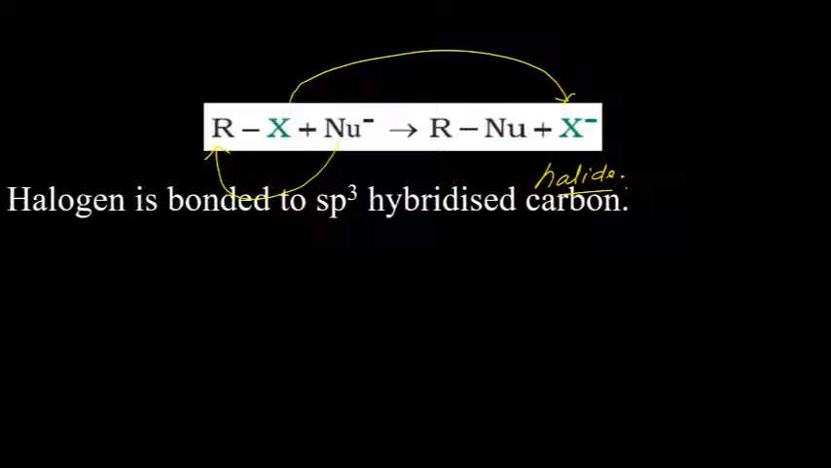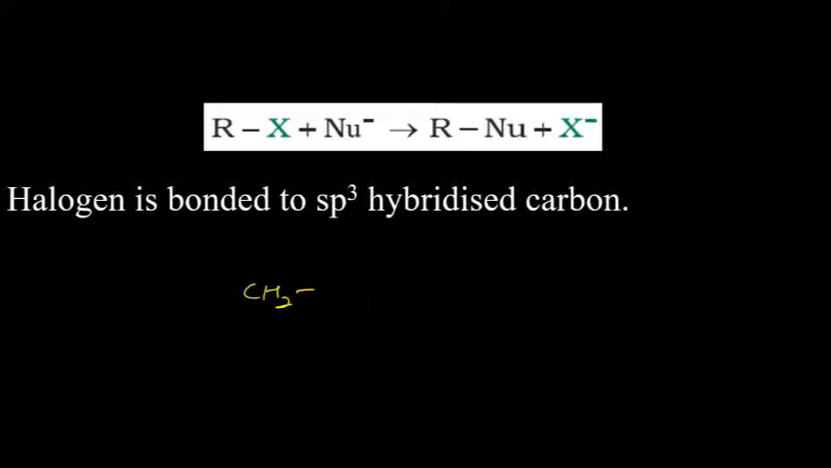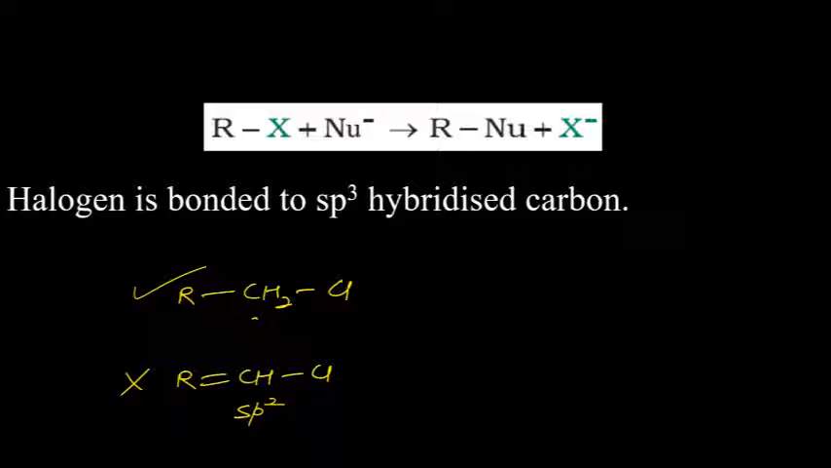Halogen is bonded to sp3 hybridized carbon. So in this case, this halogen will always be bonded to sp3 hybridized carbon. Means we are not talking about this form. We are talking about this form. Here it is sp2 hybridized. Here it is sp3 hybridized.